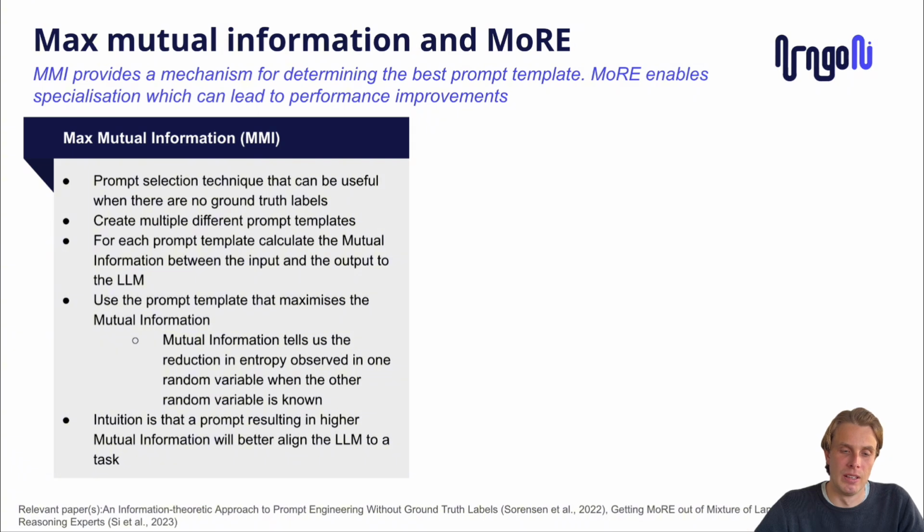And we should assume that a prompt that results in a higher max mutual information is going to better align the large language model to the task. They prove empirically that this is the case.